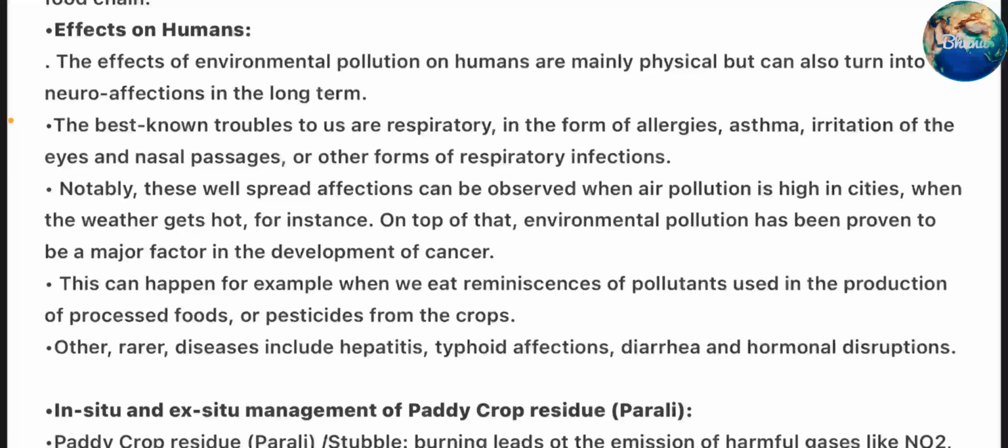On top of that, environmental pollution has been proven to be a major factor in the development of cancer. This can happen, for example, when we eat remnants of pollutants used in the production of processed food or pesticides from the crops. Other rarer diseases include hepatitis, typhoid affections, diarrhea, and hormonal disruptions.